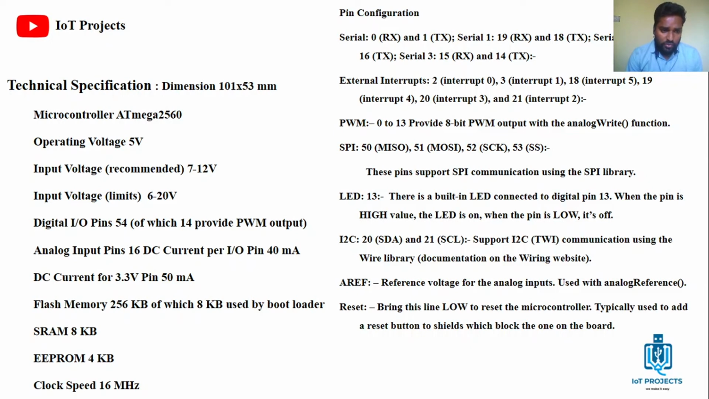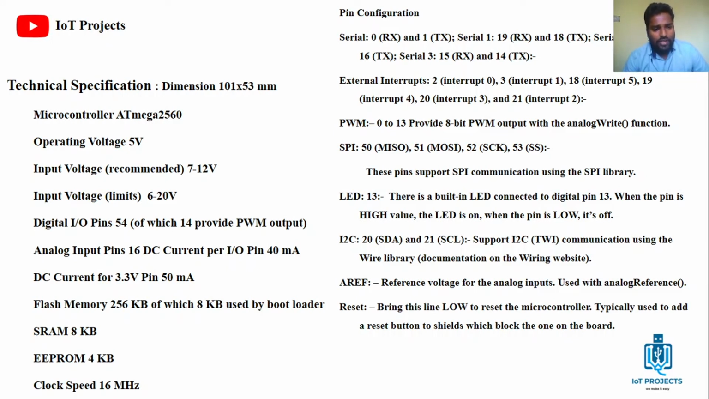Input voltage is limited from 6 to 20 volts. The digital input output pins for this are 54. That makes a very big difference. In Arduino Nano and Arduino Uno there are 14 digital input output pins, but in this case there are 54 pins. And for analog input pins, there are 16 analog pins.